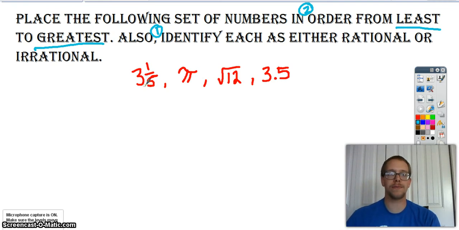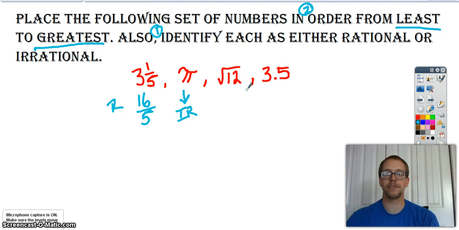5 times 3 is 15, plus 1 is 16, so 16 fifths. If we were to write that as an improper fraction, 16 and 5 both fall into the integers. So we have an integer divided by an integer where the denominator is not 0. That is a rational number. Looking at pi, we've already identified pi as irrational, so I'll just put IR for irrational.